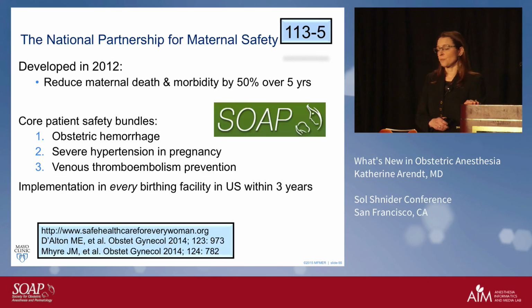The National Partnership for Maternal Safety was developed in 2012, and their goal is to reduce maternal death and morbidity by 50% over 5 years. This organization involves many organizations involved in women's health, including SOAP. They really want everybody to come out with these core safety bundles, much like the safety bundles we talked about in that Hospital Association of America study. And these are obstetric hemorrhage bundles, severe hypertension in pregnancy, and venous thromboembolism prevention. They want these to be implemented in every birth facility in the next 3 years.